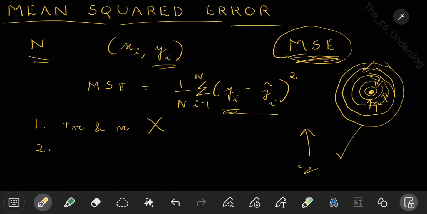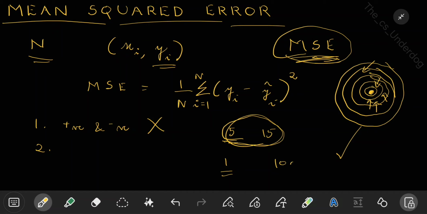This is where squaring really helps you. If you are off by, let us say, 1 point, that is, if your actual value yi, the expected value, is 5, but you predicted 6, your yi cap is 6, the error is plus 1 or minus 1, whatever you may say. If you square it, it will be 1 only. But if your error is very large, let us say this is 15 instead of 6, which means the difference is 10, when you square it, it will be 100.